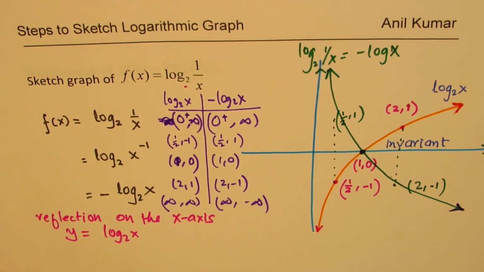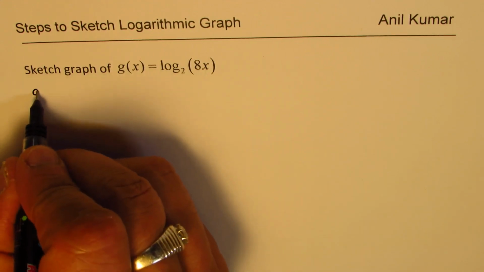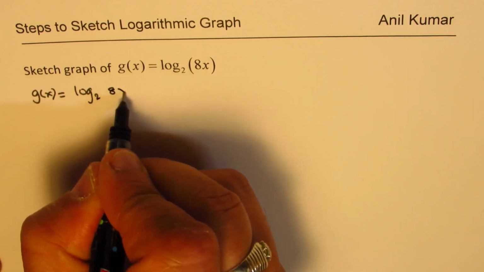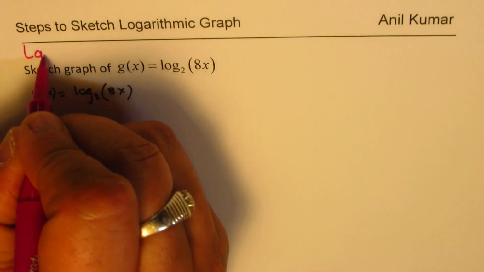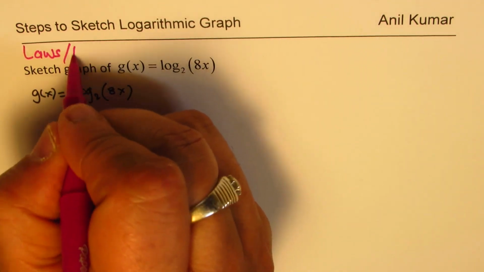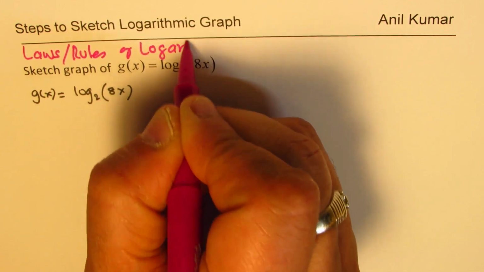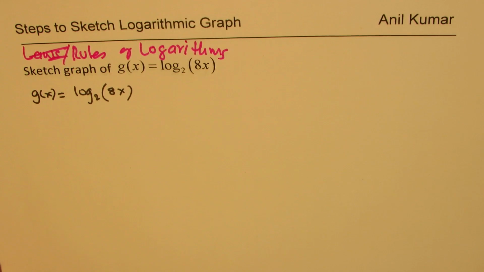Perfect. Now let's look into the next graph, which is g of x equals log to the base 2 of 8x. Now what is this function? It may be confusing at times, right? You have to apply logarithmic laws, right? Rules of logarithms, I should write. So basically these are rules of logarithms.